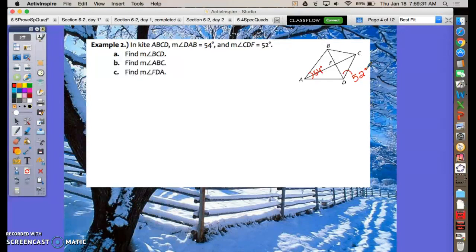I want to find 3 angles. So I like to mark them so that I know what I'm looking for. I want to find BCD, so this whole angle here. I also want to find ABC, this whole angle right here. I also want to find FDA, so this part right here. So pause the video, try it, think about what theorems you're using to find each angle, and then press play to go over the answers, and we'll talk through them.